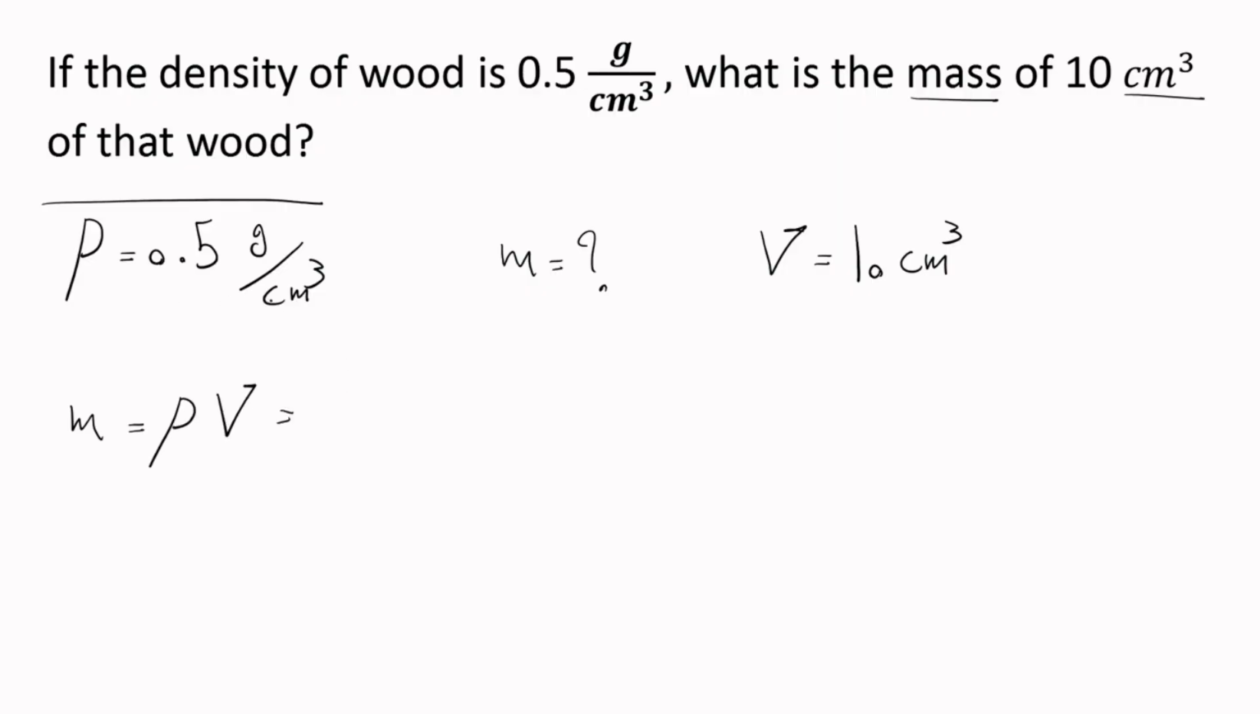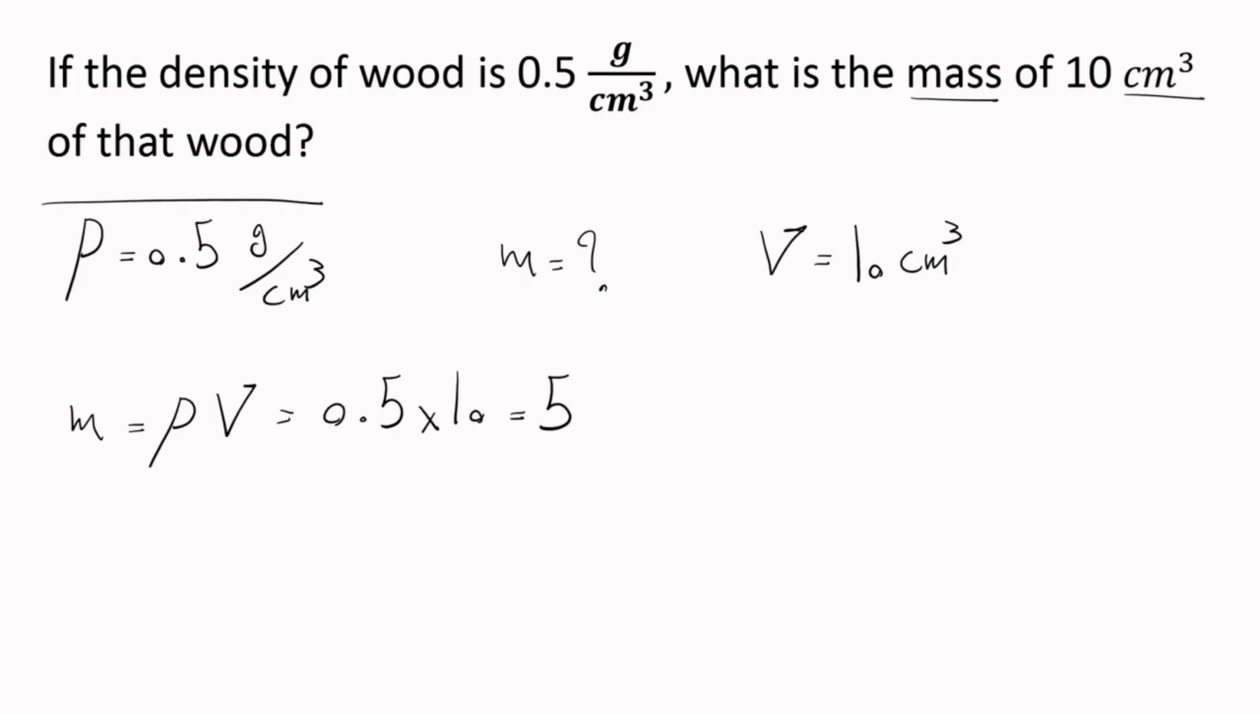Do I have rho? Yes, as you can see, it is 0.5. And pay attention, units are corresponding. Here I have gram per cubic centimeter, and here I have cubic centimeter. So unit conversion is not needed in this example. 0.5 times volume, which is 10, and it's gonna be 5.